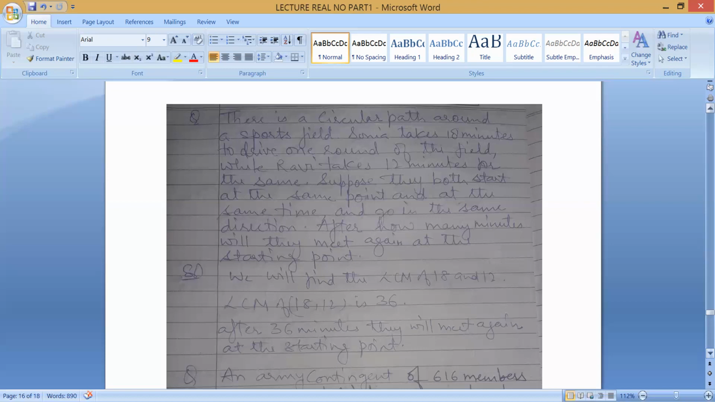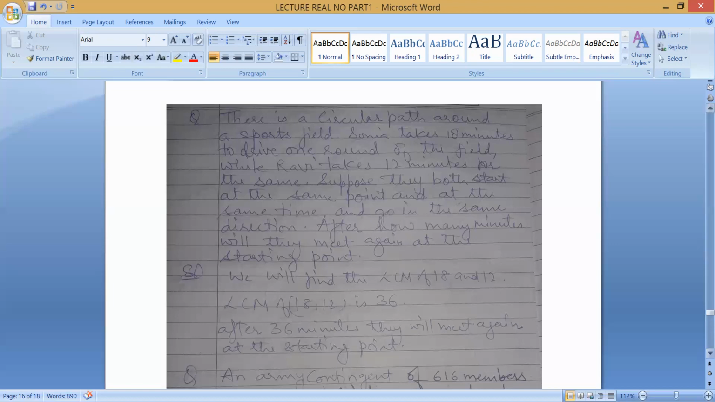After how many minutes will they meet again at the starting point? So what do you have to do? We will find the LCM of 18 and 12. LCM of 18 and 12 is 36. You can find it by the prime factorization method, or by taking 18 and 12 together and getting the prime factors of that. After 36 minutes, they will meet again at the starting point.